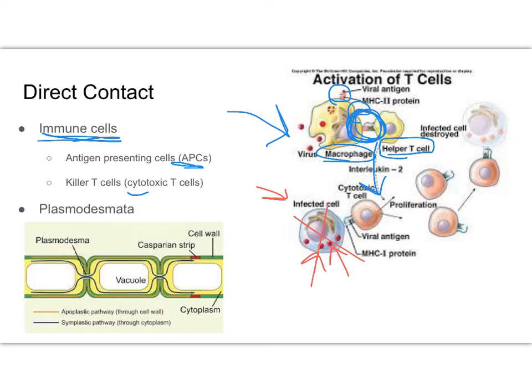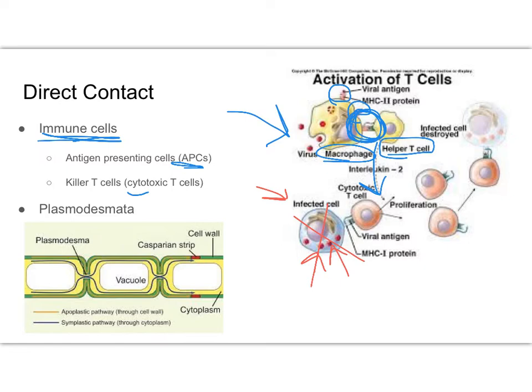However, for the killer T cell or the cytotoxic T cell to kill the infected cell, it has to come in direct contact with it. Okay, so it had to come in direct contact with the helper T cell so it could be activated. And then it has to come into direct contact with the infected cell so it can destroy the infected cell.